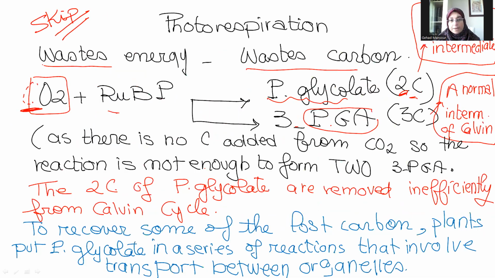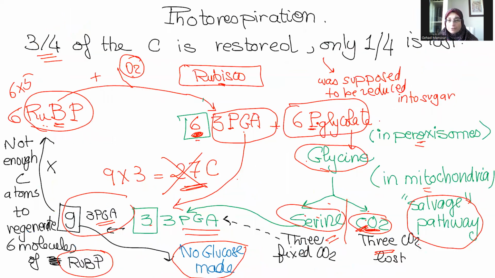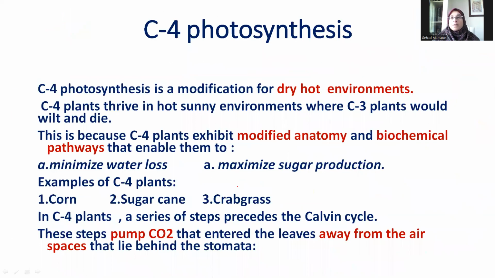The only thing that is important here is that the two carbons of phosphoglycolate are not important in photosynthesis. They cannot join the Calvin cycle. Phosphoglycolate is the result of the oxygenase reaction, whereas the normal product should be phosphoglyceric acid. Now, but we said that there is some adaptation to photorespiration, and this is the C4 plants.